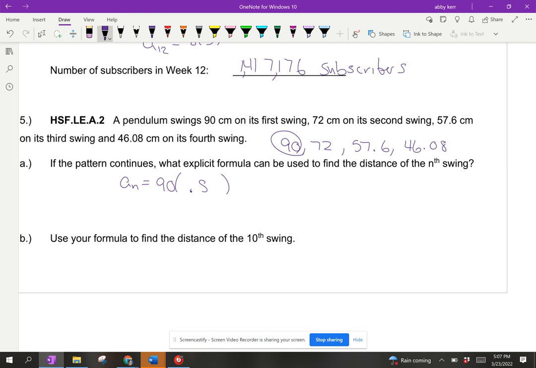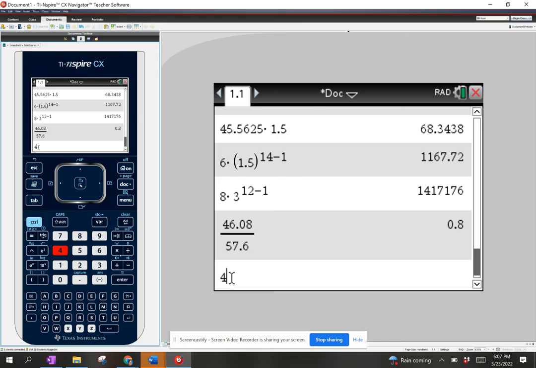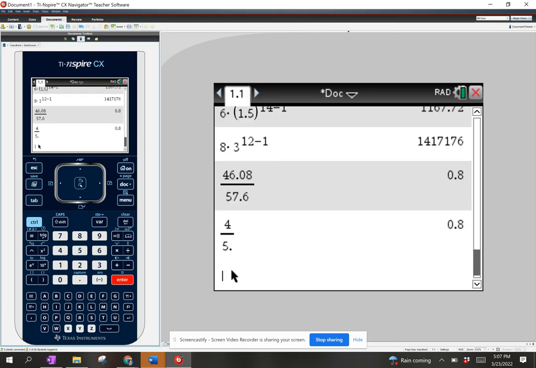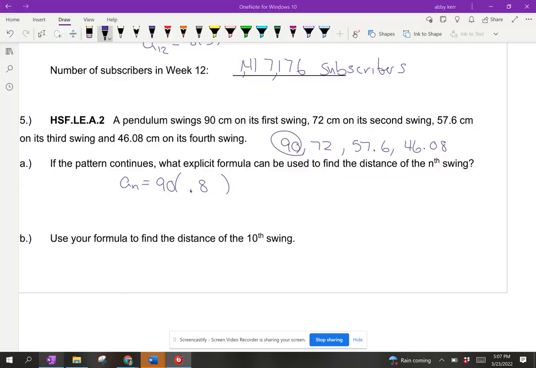I remember a student today asking if we could do 4 over 5. I believe that's the fraction. And if you write 4 over 5 as a fraction, it's the same thing. So that's fine. And then n minus 1.